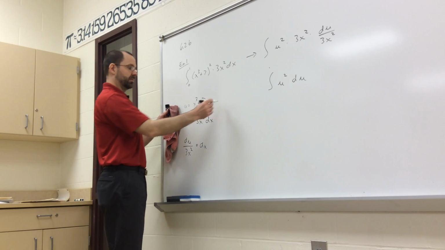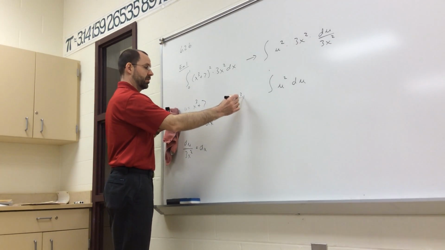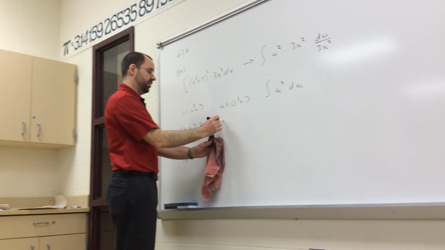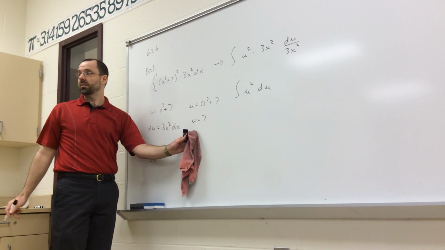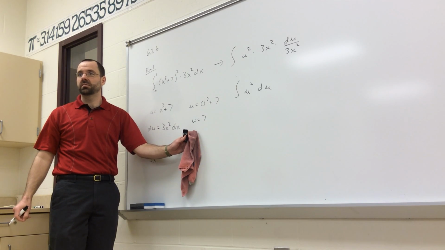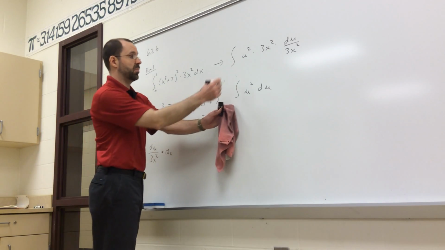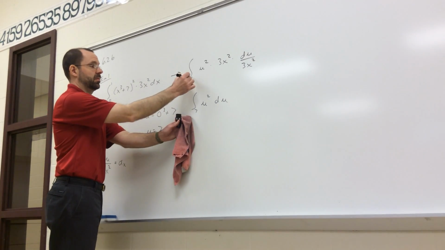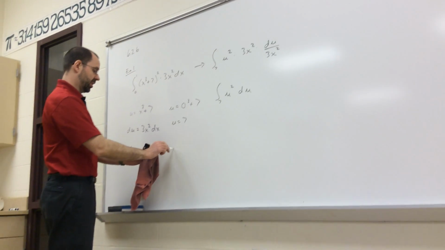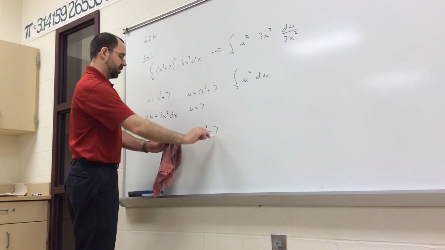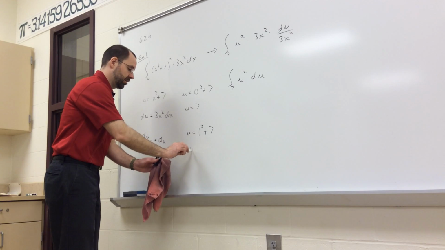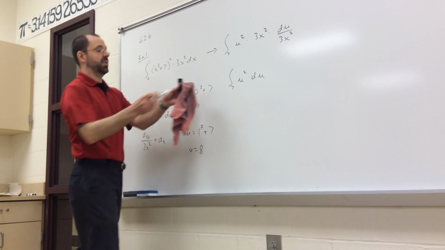So if x is 0, just put a 0 in for x, and then I can find out that U should be 7. So x equals 0 corresponds to U being 7. So that means this bottom number should be a 7. And then x equals 1 corresponds to U being 8. So that top number should be an 8.